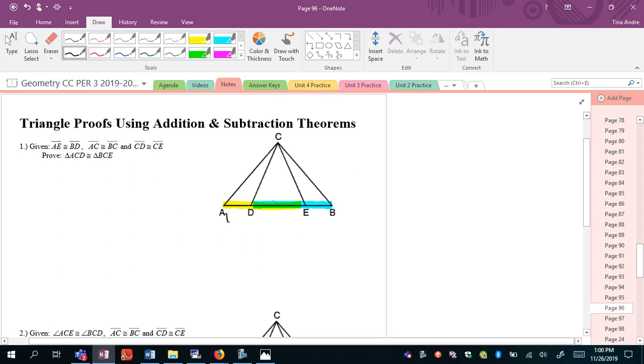And I'm going to mark that down here too with little brackets. So these whole segments are congruent. I know that AC is congruent to BC and CD is congruent to CE. And if I look at what triangles I'm trying to prove congruent, I'm trying to prove ACD, so this triangle, and I'm trying to prove triangle BCE.